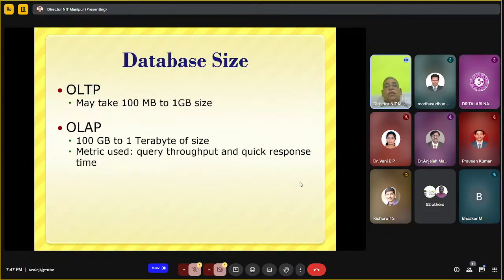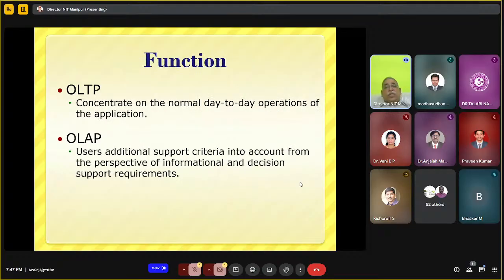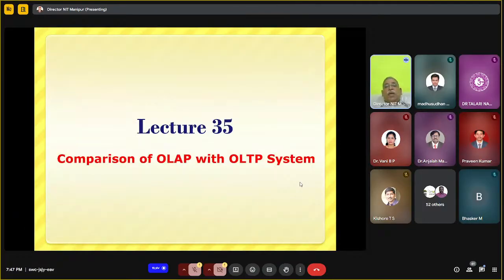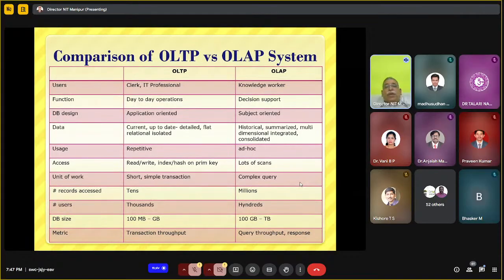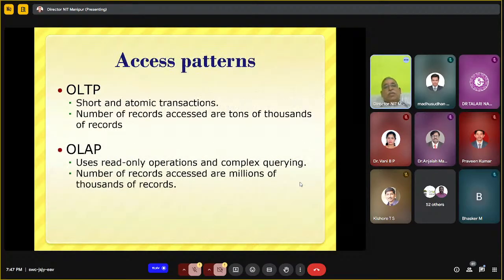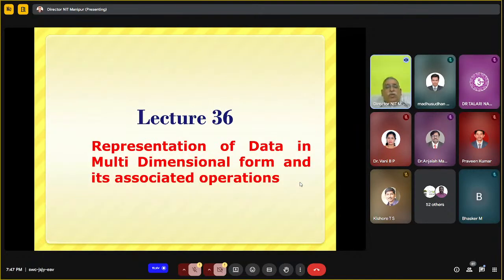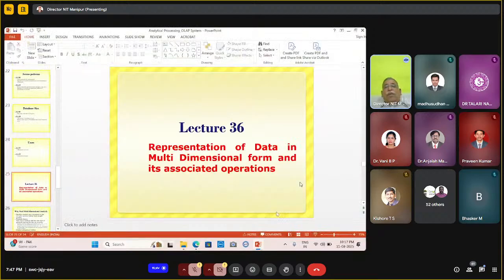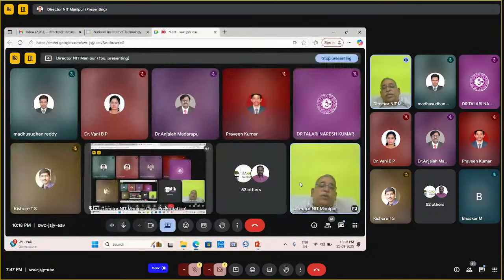So with this, I completed the first portion of my lecture: comparison of OLAP with OLTP, what is OLAP, how OLAP is different from OLTP, and how we can compare all those things, which I have discussed today. Tomorrow I will talk about another topic, multidimensional modeling, because if you put everything in one go on the same day, it is difficult for you to understand.